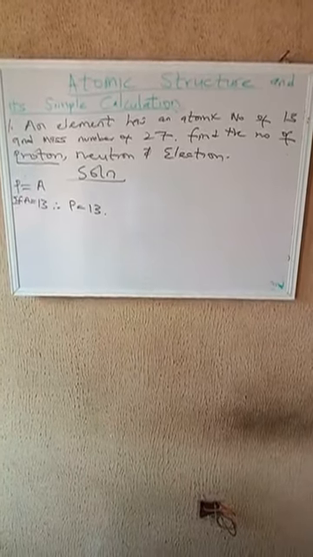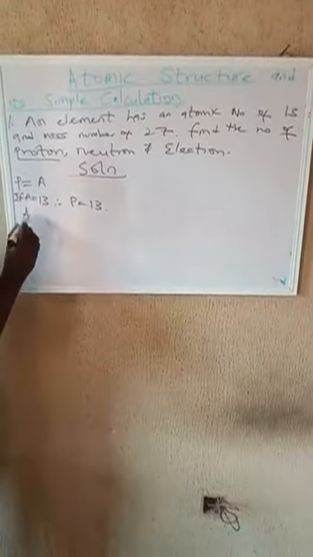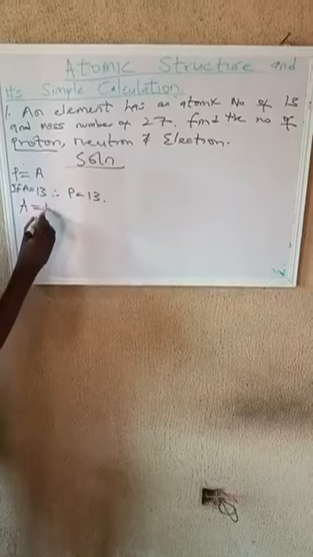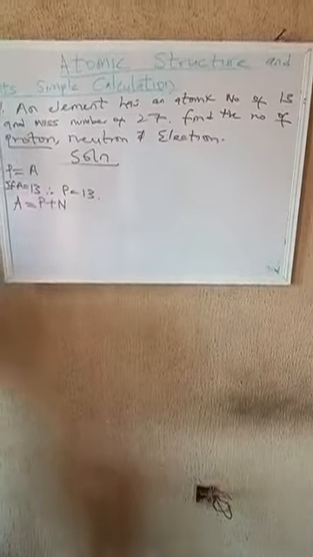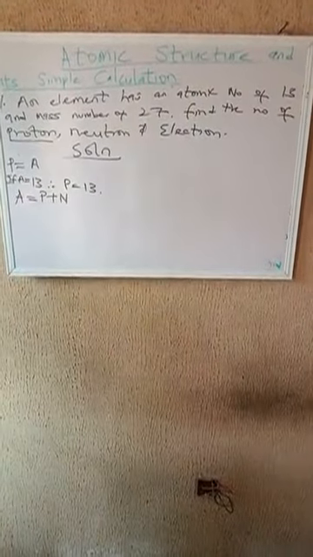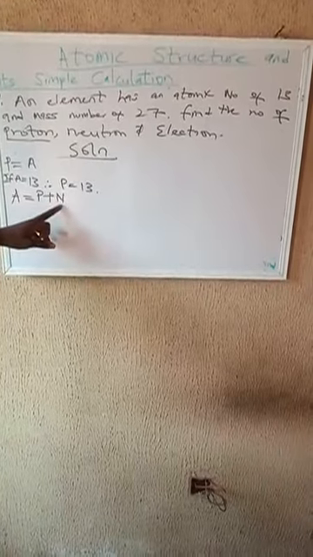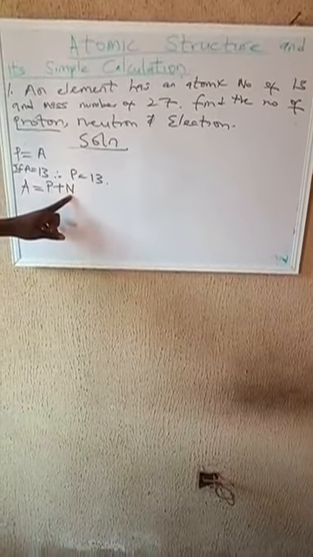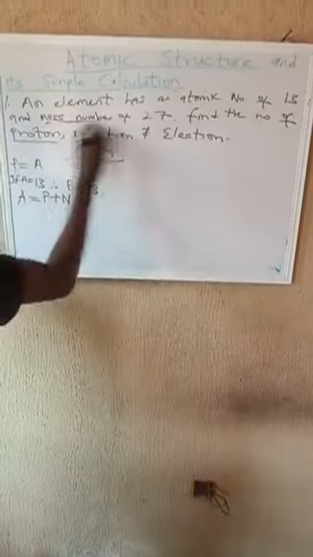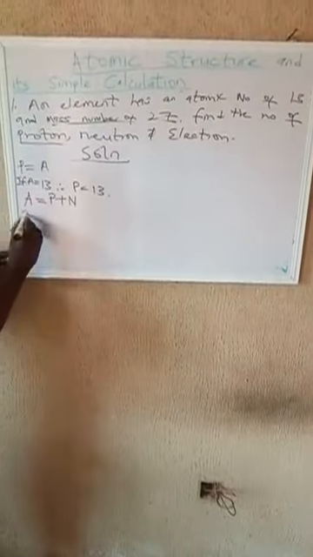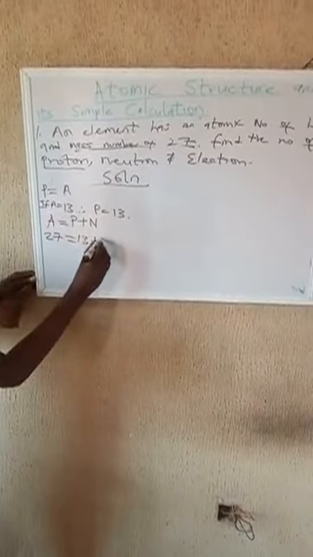Let's recall the formula for mass number. Mass number is equal to proton plus neutron. That's the formula for mass number. We know the proton, which is 13, but the neutron we don't know. But the mass number, we have it here, which is 27. The mass number is 27. The proton is 13. Why the neutron, we don't know.